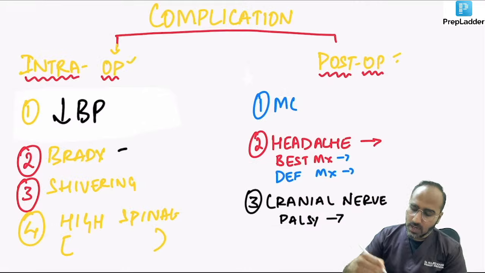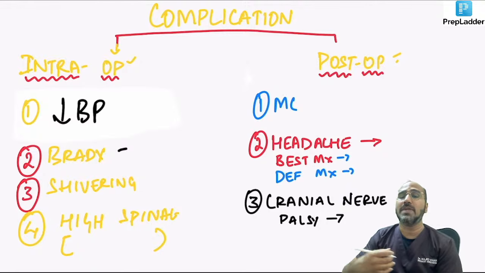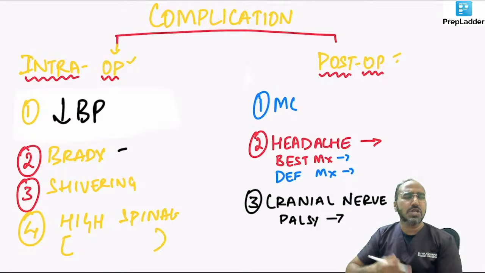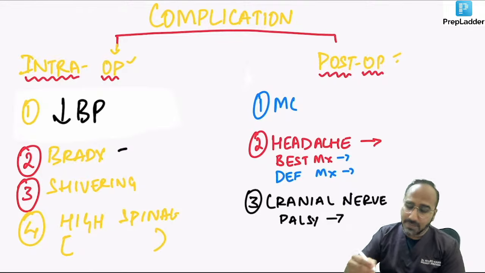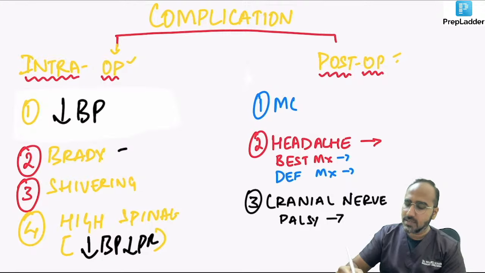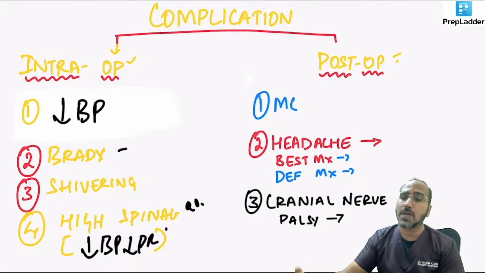Okay. Now, apart from that, high spinal and total spinal can also occur. High spinal means what? You have given spinal anesthesia, you wanted your drug to act till the umbilicus, but it has gone up. That is, if the drug has ascended up, that is called high spinal. It is characterized by two things together. What two things together? Hypo and brady together. Okay, that is important. Hypo and brady together. These are intra-op complications. Post-op complications, that is, after operation, what are the complications of spinal?